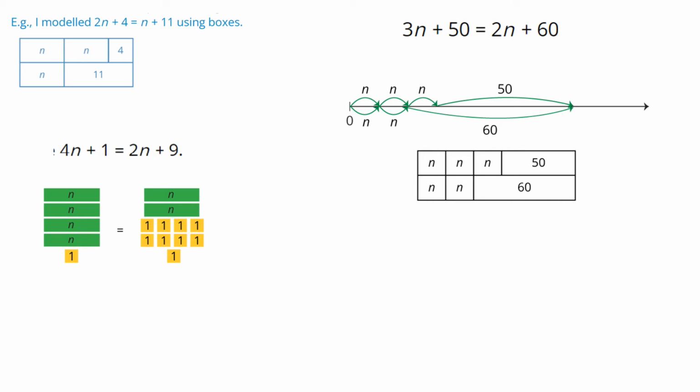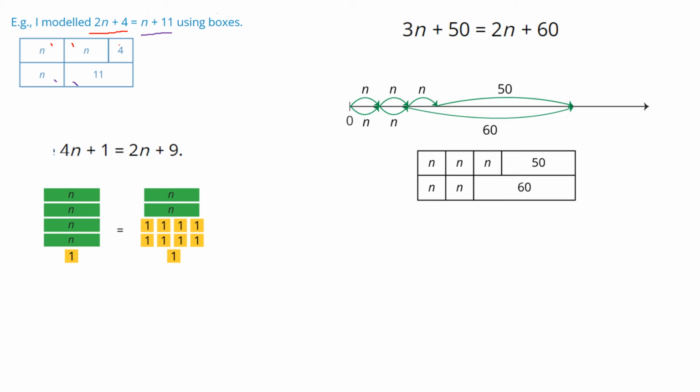For the next example here, I'm just showing you again how to model using a box diagram. 2n plus 4 equals n plus 11. So on the left-hand side, we have 2n plus 4, so there's our 1, 2 n's plus our 4. And then on the right-hand side, we have n plus 11, so we have our n plus our 11.